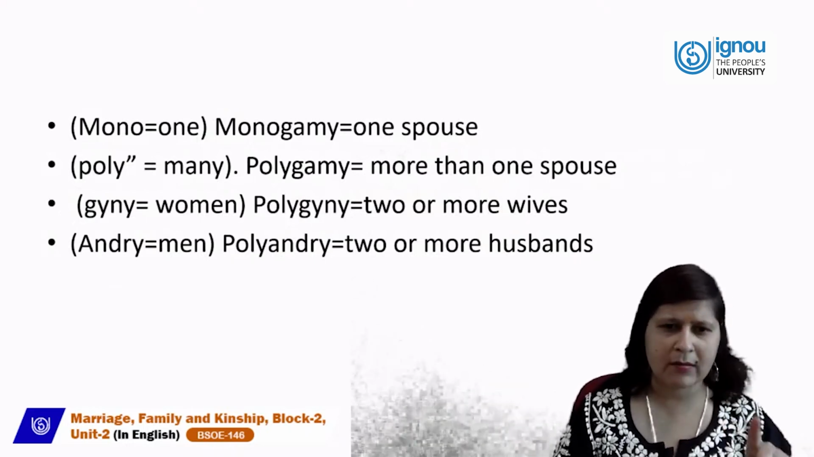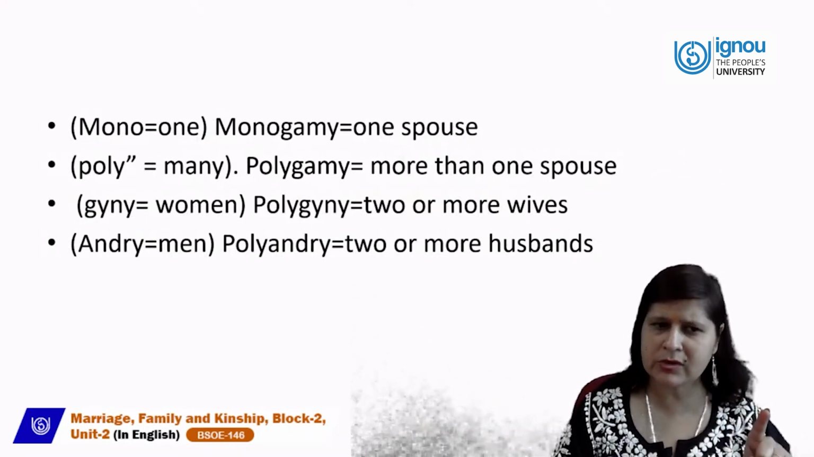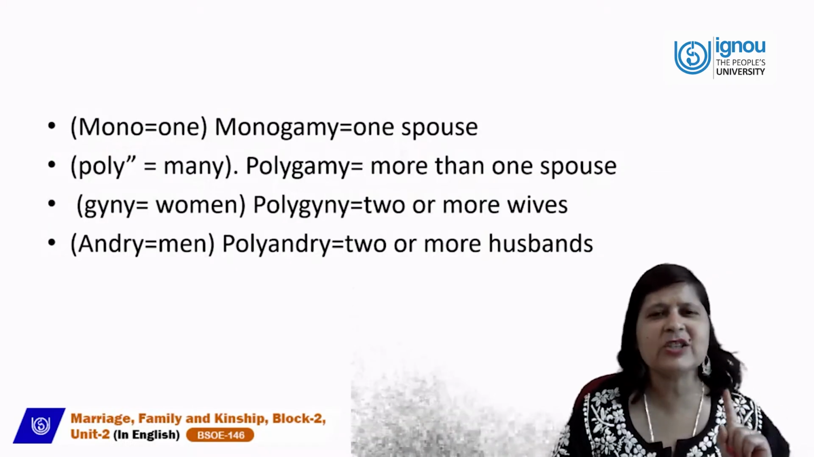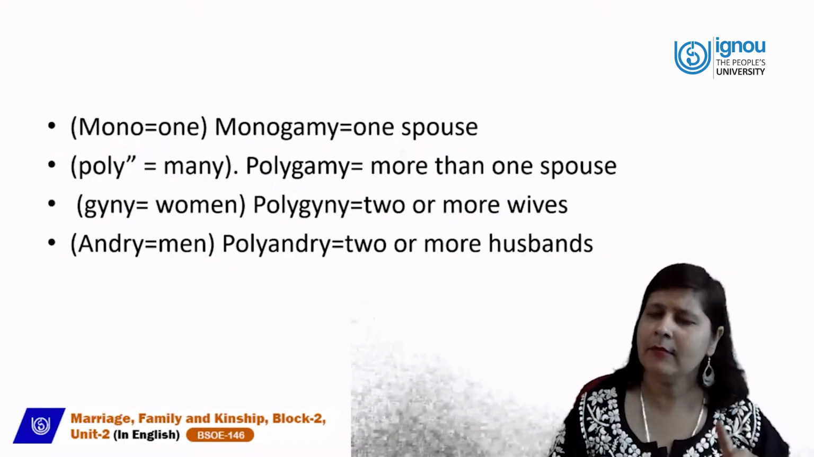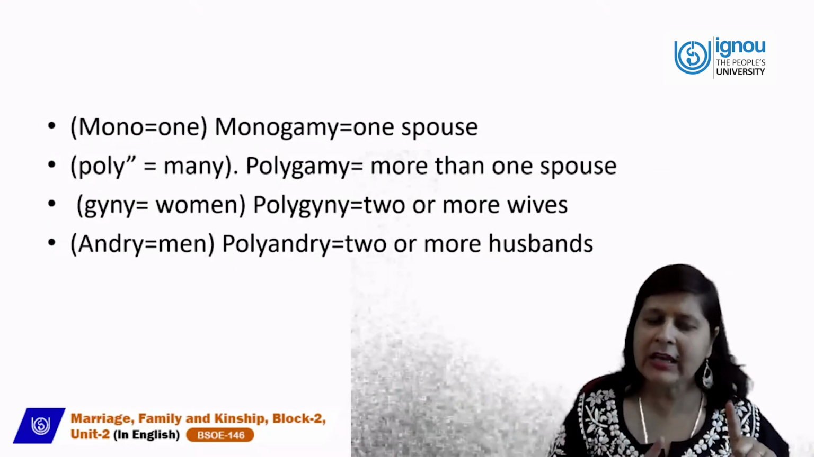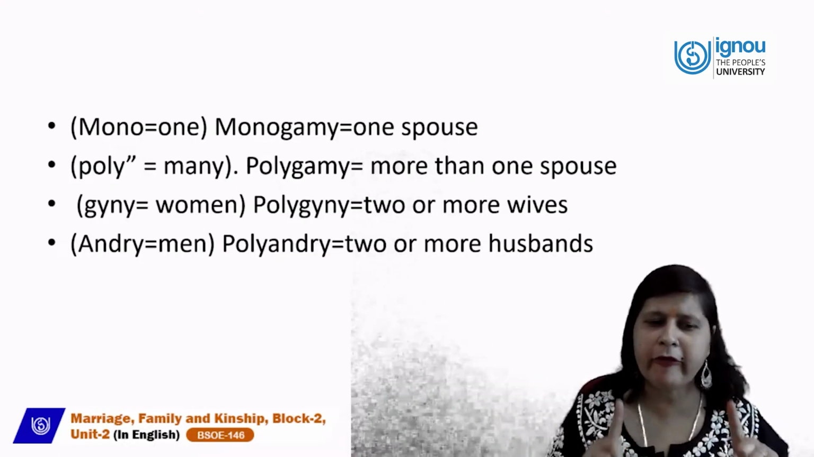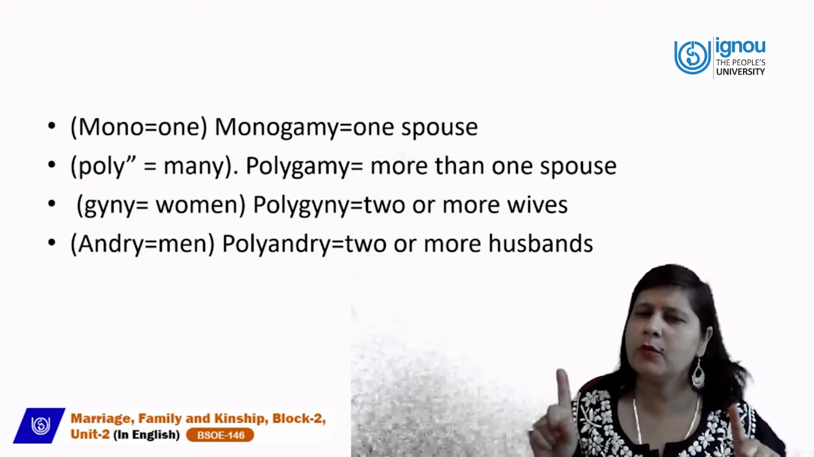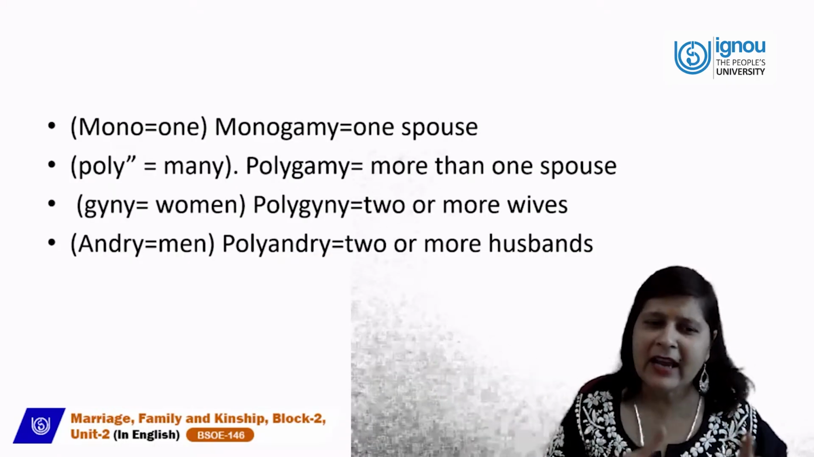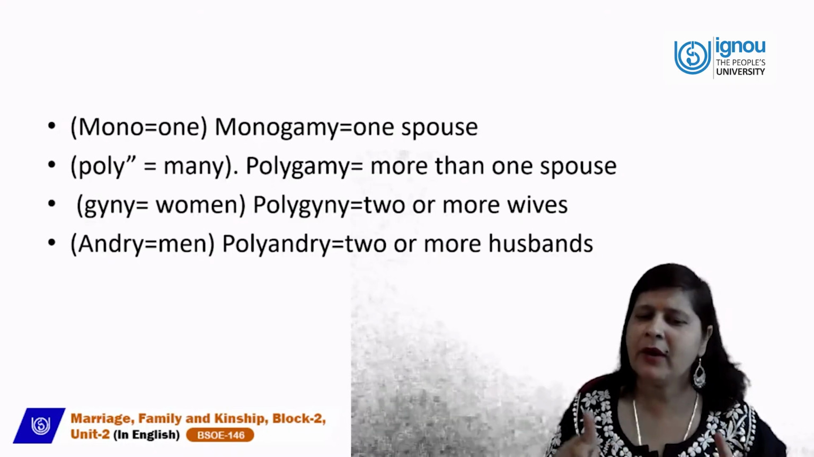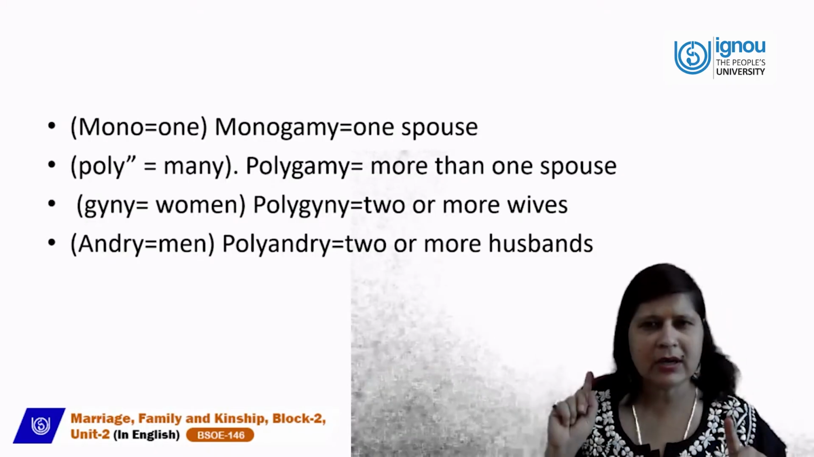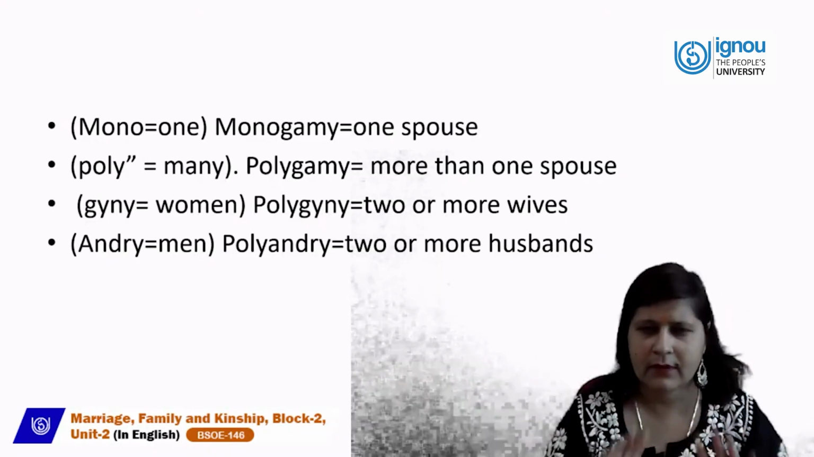Mono means one, monogamy means one spouse. Poly means many, polygamy means more than one spouse. Gyny represents women, so polygyny means two or more wives. Andry means men, and polyandry means two or more husbands, right?